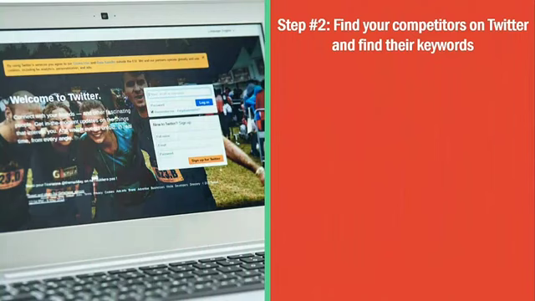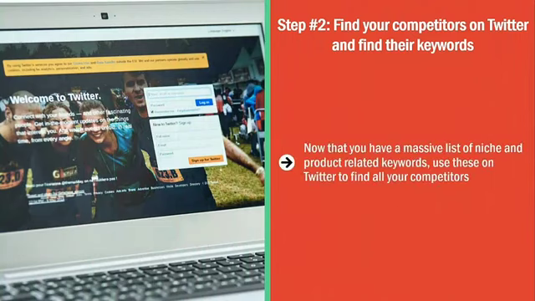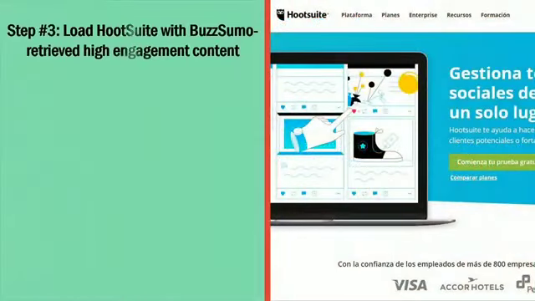Step number 2, find your competitors on Twitter and find their keywords. Now that you have a massive list of niche and product-related keywords, use these on Twitter to find all your competitors. Get as many of them as possible. Next, look at the hashtags that they normally use with their posts and copy and paste them into a file. Get as many of them as possible. Step number 3, load Hootsuite with BuzzSumo retrieved high engagement content.